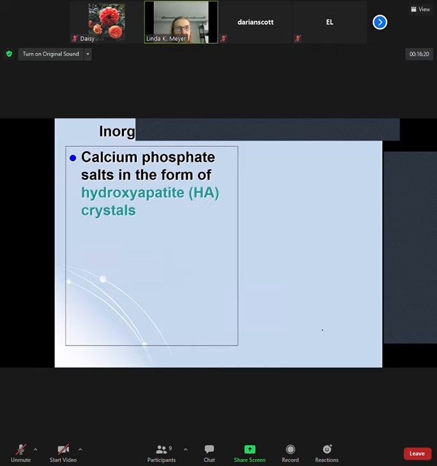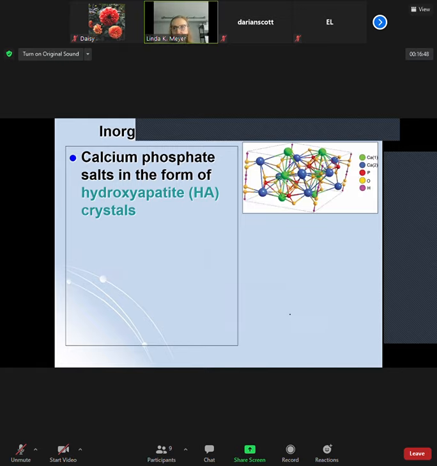Okay, the inorganic components are hydroxyapatite crystals. That's all you have to write in the blank, the HA crystals. I'm just going into a little bit more explanation about it. Hydroxyapatite crystals represent a type of crystalline structure of minerals, calcium and phosphate salts.